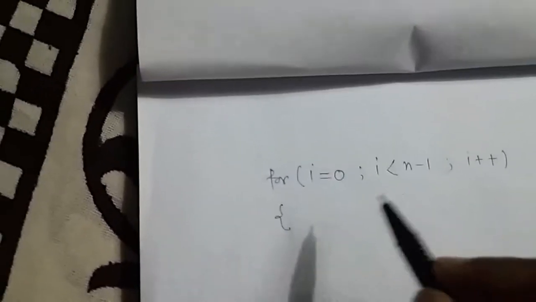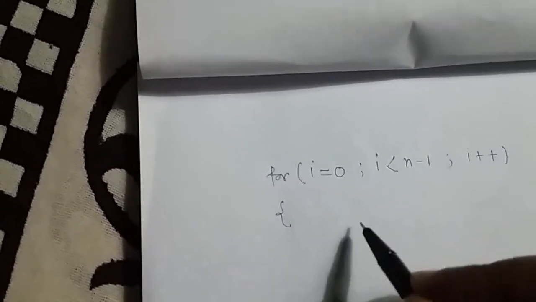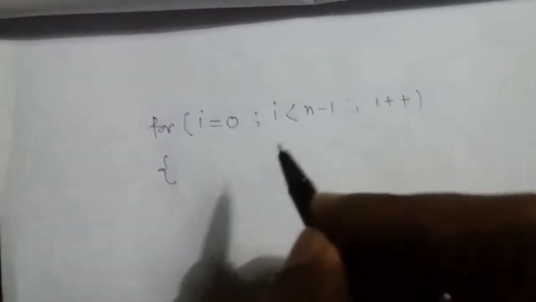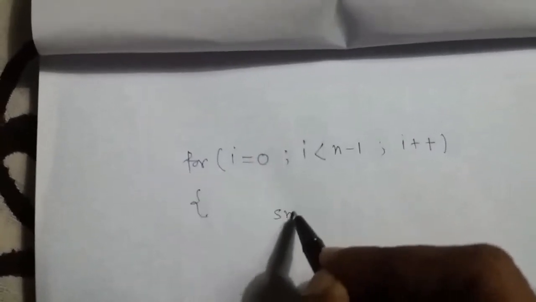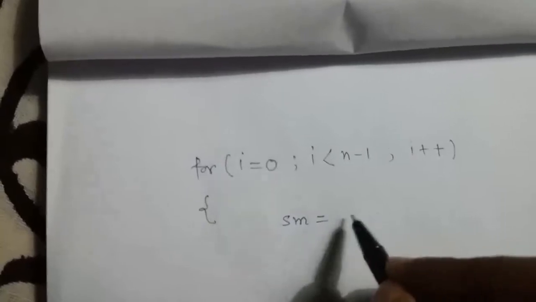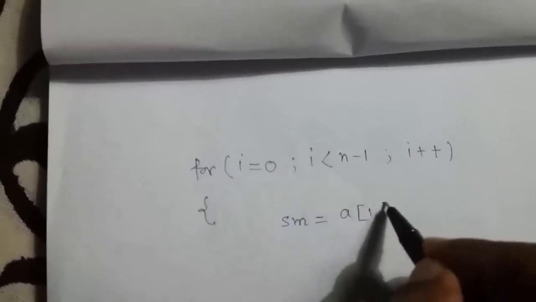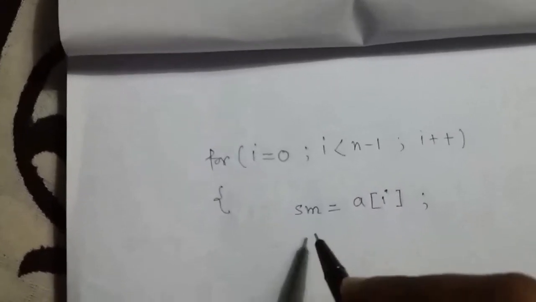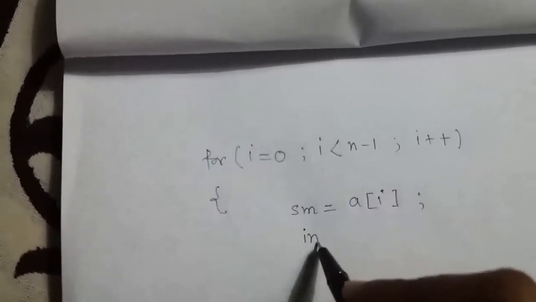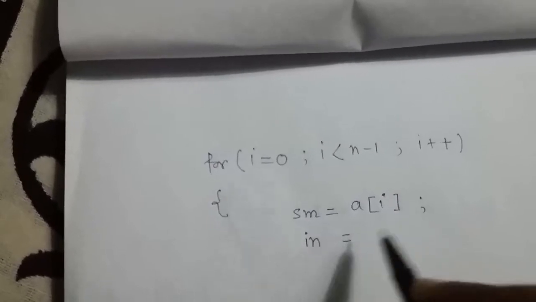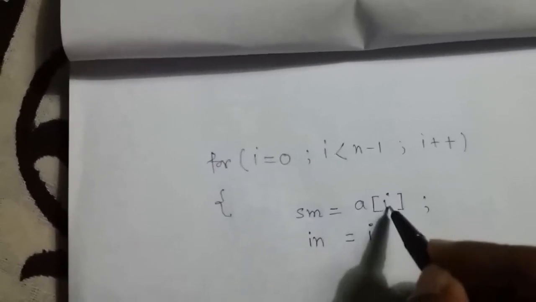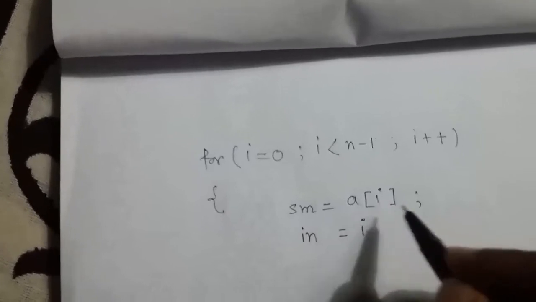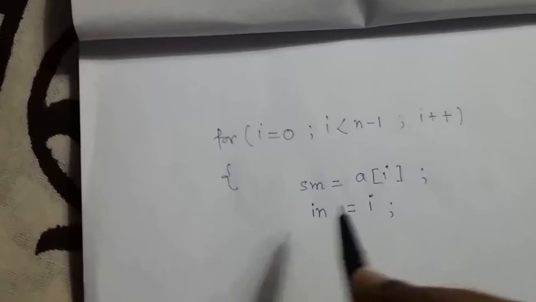So now let's write the code for the element consideration. So we took the variable sm for that. So I am writing here sm equals to a of i. Here a is the array variable. And I am also writing the index in the variable in. So index is i. As you can see here, a of i is the element, so index will be obviously i.